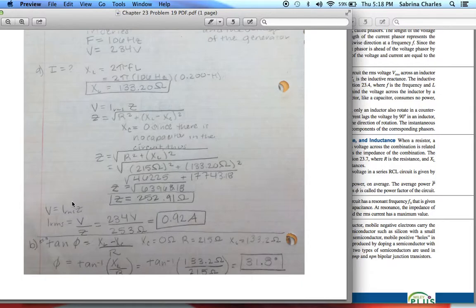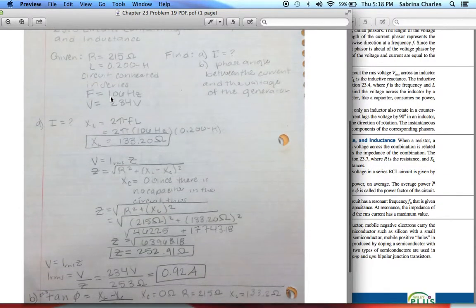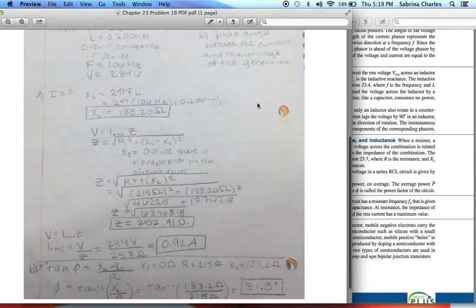Now that we have our Z, we can plug that into our V equals I_RMS times Z equation. We're looking for the current, so we manipulate the formula to be V over Z. Our V above is 234, so we do 234 volts over 253 ohms, which gives us a total of 0.92 amps. So that's our current. B wanted us to find the phase angle between the current and the voltage of the generator.